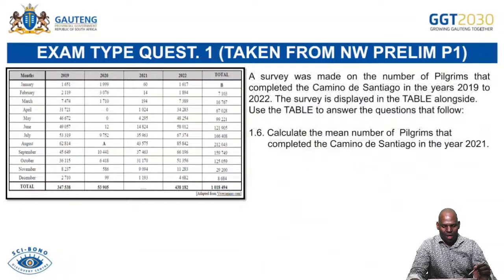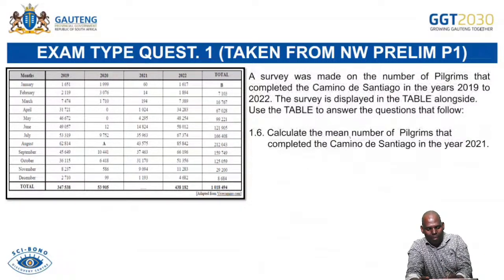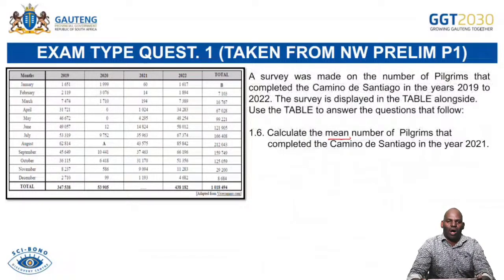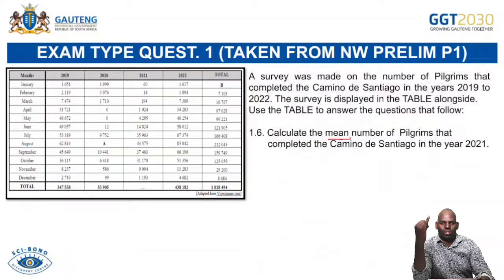1.6, the mean. Remember I said, boys and girls, you have to be sure about this, especially mean, median, and mode. Most of you are still confusing the three. Now remember, mode is the number that appears the most. The median is the middle-most value of the arranged data. The mean is the sum of the values divided by the number they are. You have to be sure about them.